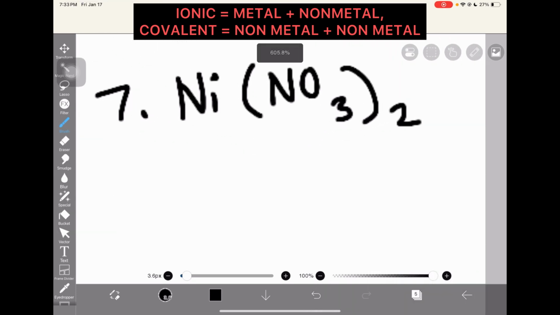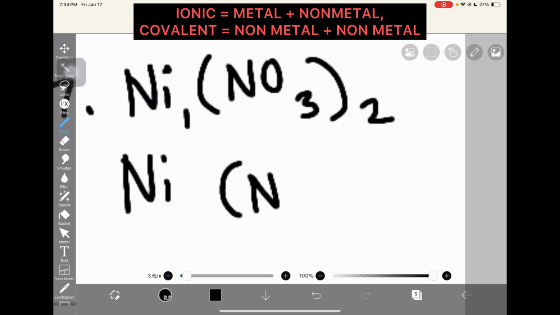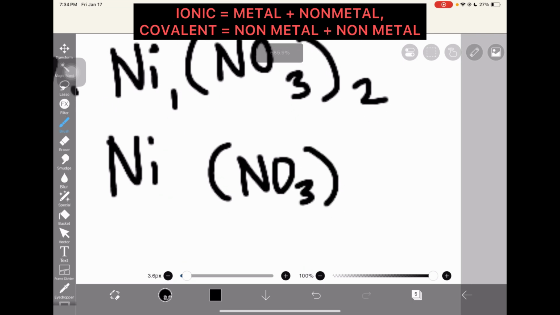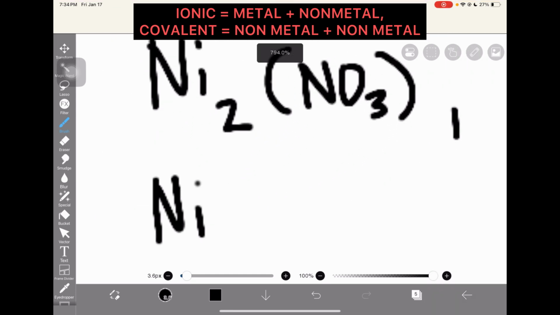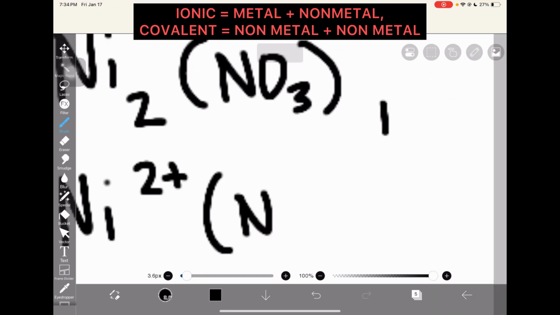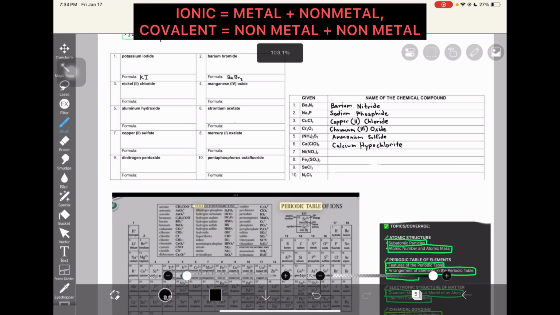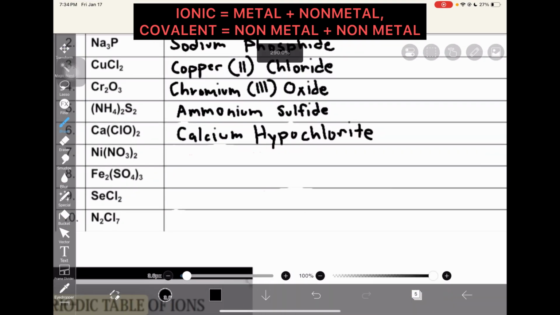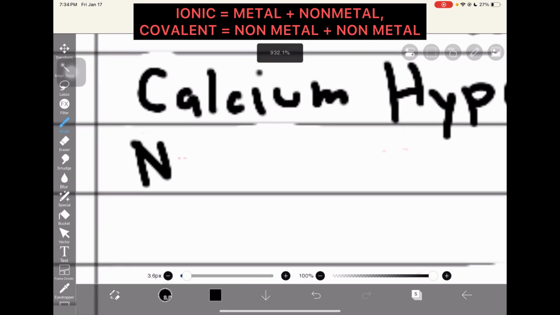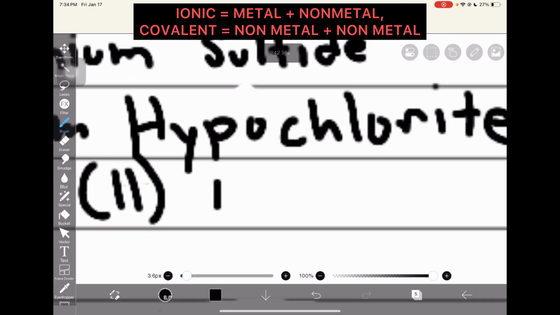So, once again, we're going to put the number Ni1 here. Then we have to maintain the NO3, then swap the numbers, so it becomes Ni2 and 1. Pull back up the numbers: Ni2 plus, NO3 1 minus. So Ni2 plus means that this is nickel 2 nitrate. Yes, nickel 2 nitrate.